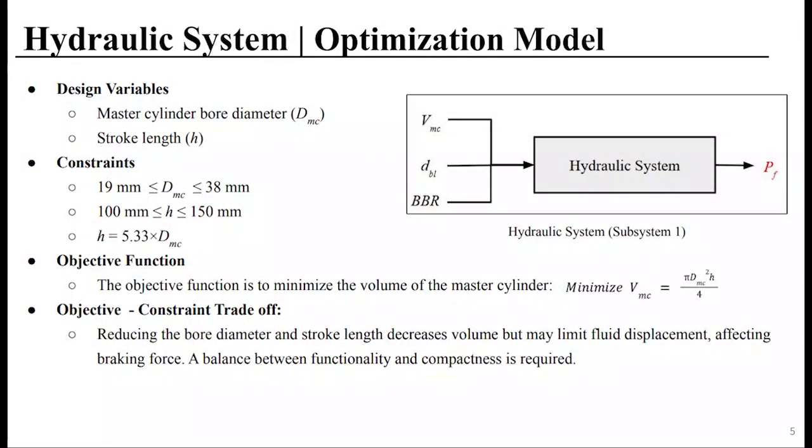Here is the optimization model that we are using for our first subsystem, the hydraulic system. The design variables include the master cylinder diameter and the stroke length. The constraints for the system are also shown. The diameter has an upper and lower bound of 38 and 19 meters, whereas the height is constrained within 150 and 100 mm respectively. The objective function here is to minimize the volume of the master cylinder.